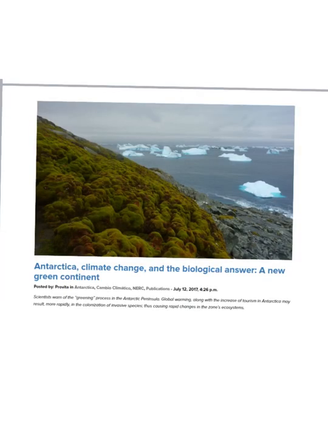An interesting article that I saw recently was this one, where it said that Antarctica, due to climate change, is becoming green. The greening process in the Antarctic Peninsula is due to global warming, along with the increase in tourism in Antarctica, and may result more rapidly in the colonization of invasive species, thus causing rapid changes to the zone's ecosystem, which would therefore affect its flora and fauna.